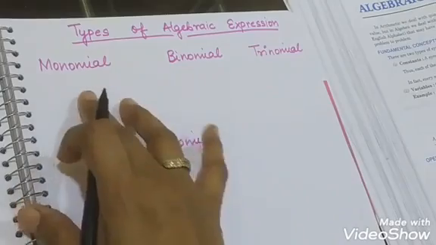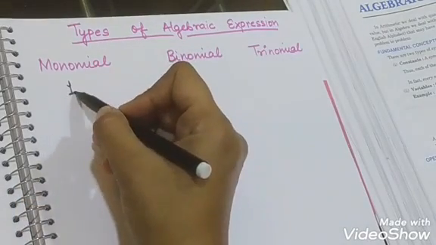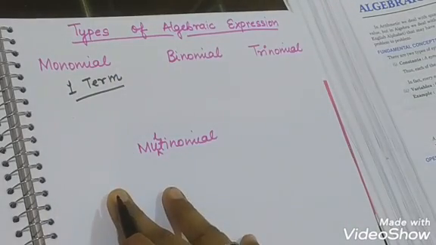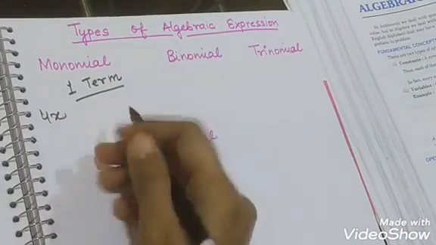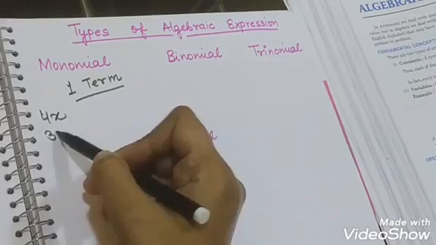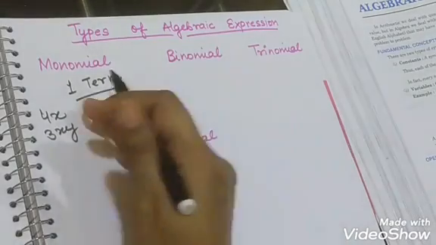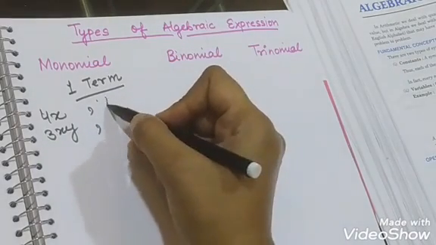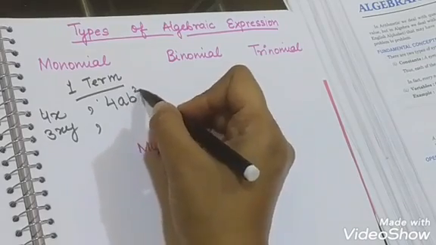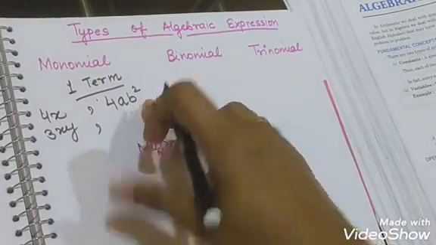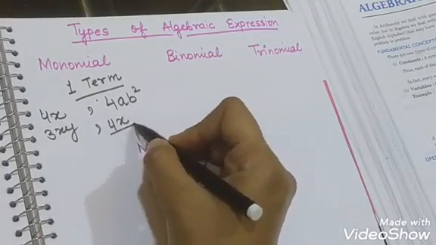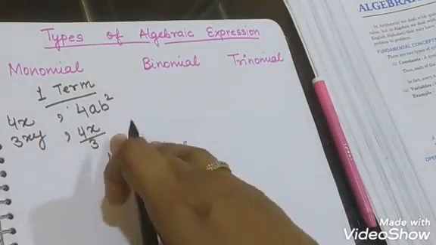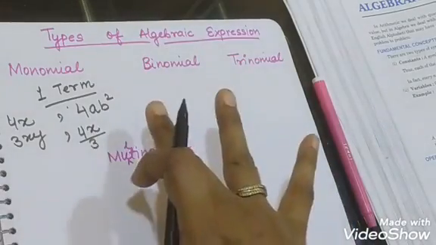Monomial means an algebraic expression that has only one term. An algebraic expression which has only one term is called monomial. For example, 4x is an algebraic expression. 3xy is an algebraic expression, a monomial. Okay, next if I give example of 4ab square, this is also a monomial. 4x upon 3 is also a monomial. Okay, they all have only one term. There will be no plus and minus sign in them.